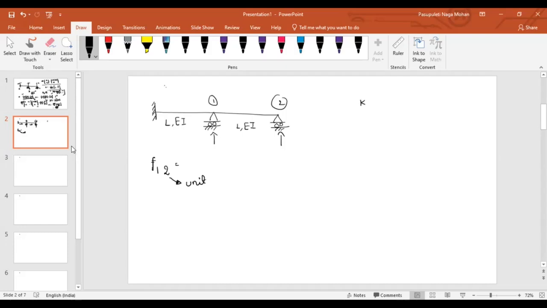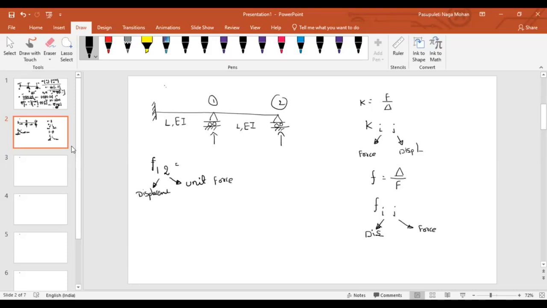So what is the stiffness first of all? Force by delta, if I say it in the form of a formula. If I am talking about Kij, what does the first one represent? Force. What does the second one represent? Displacement, movement or rotation. If I'm talking about flexibility, what is flexibility? Inverse of, delta divided by force. Is it okay? Whatever the thing we have written, right?